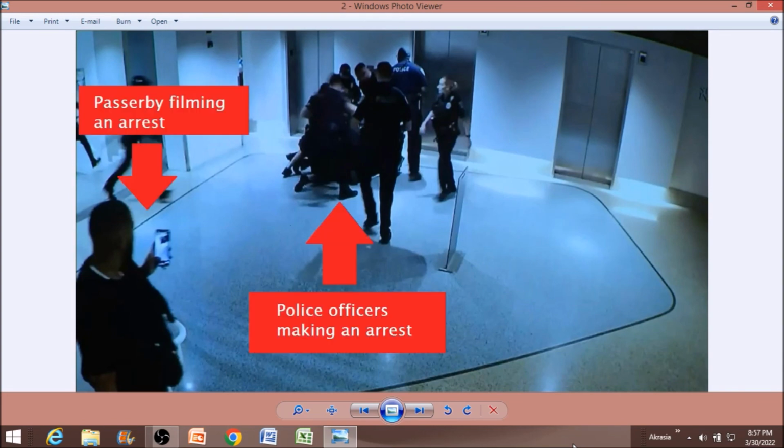All right, just to recap, we began with a very simple case of a passerby filming an arrest and some police officers making an arrest. And we made this into a moral dilemma involving the value of public safety.